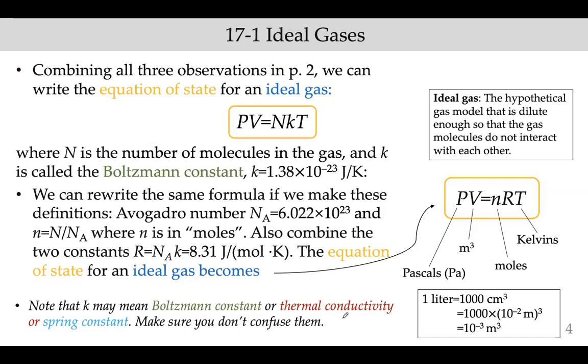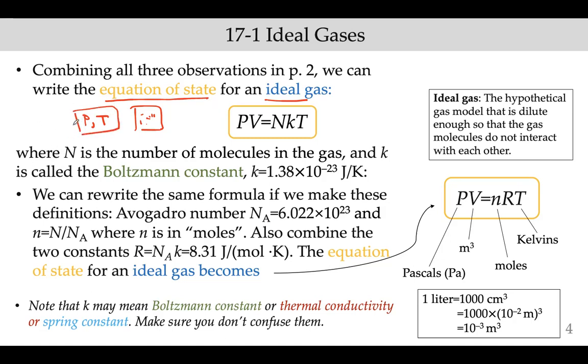Okay, so combining all three observations that we saw on page 2, so we had 3 observations with the basketball and other things, if you combine them, what you find is a formula for the ideal gas, and it's also called the equation of state. Why is it called the equation of state? Because a gas can have certain pressure and temperature values. So it's in a certain state.